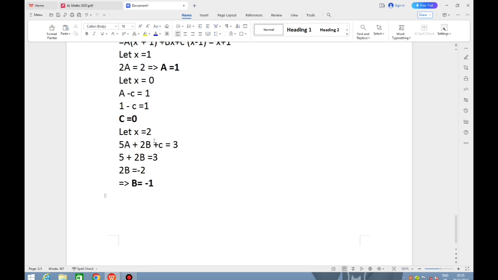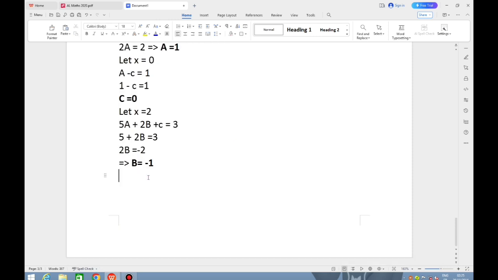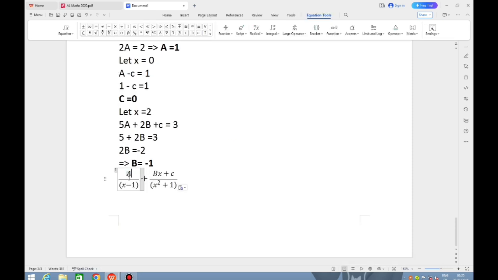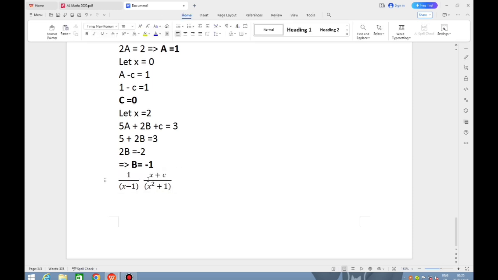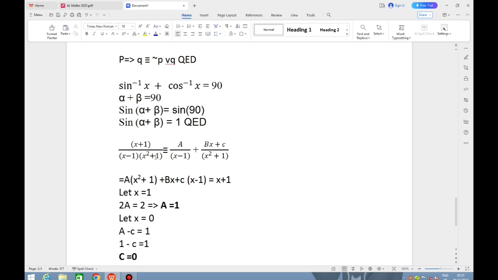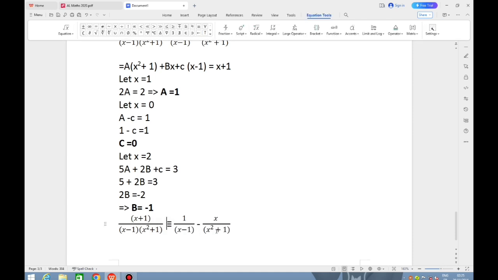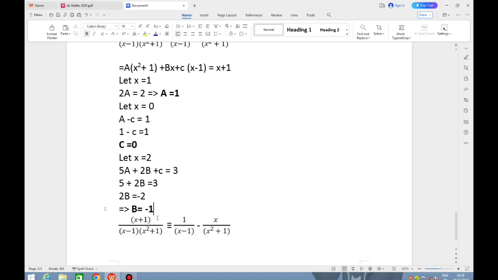So now that we have all the values of a, b, and c, we can proceed by substituting these values in this equation to get the partial factored equation. So you can just copy this and paste it here. The value of a is 1, the value of b is negative 1, so you can just put that here, minus x, and the value of c is 0, so you can omit that, and this is the partial factored equation. So to conclude, we should put this as our answer. This is the answer of the partial factored equation.